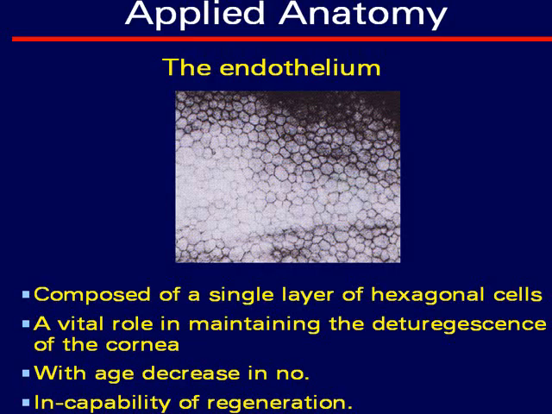The other layer is the endothelium, the innermost layer of the cornea. This layer is a single layer and is hexagonal in shape, and this layer is responsible for corneal deturgescence, that is, maintaining equilibrium of the water content of the cornea. Any damage or insult to this layer will end up in corneal edema, affecting the visual acuity of the patient. Also, this layer is incapable of regeneration.